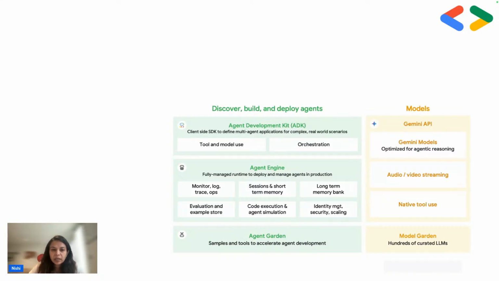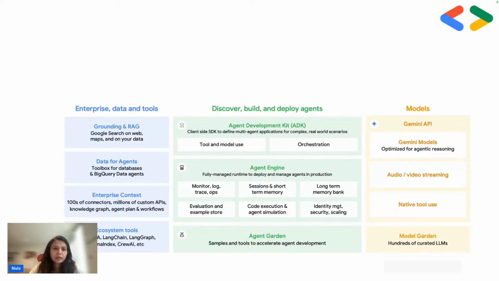Then you have Agent Engine. This is what you're going to use to deploy and manage your agents in production. And then you have Agent Garden, which is basically a bunch of agents which are already available. You can just go there, explore it, and if you want to use it in your ecosystem, you can use it. You can explore Agent Garden to figure out what agents are available to use in your system.